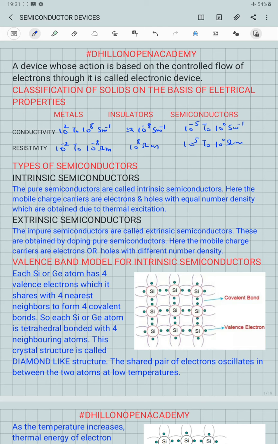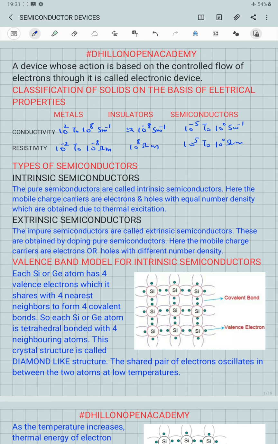So they are obtained by doping pure semiconductors with foreign elements, due to which the mobile charge carriers inside extrinsic semiconductors can be either electrons or holes, which have different number densities. So using a proper element, we can either increase the number of electrons inside the semiconductor, or increase the number of holes inside the semiconductor.